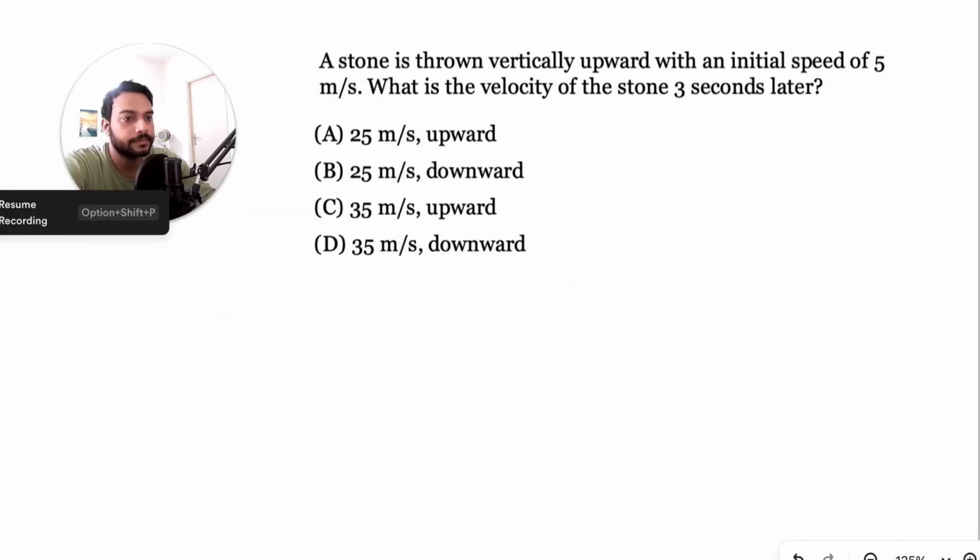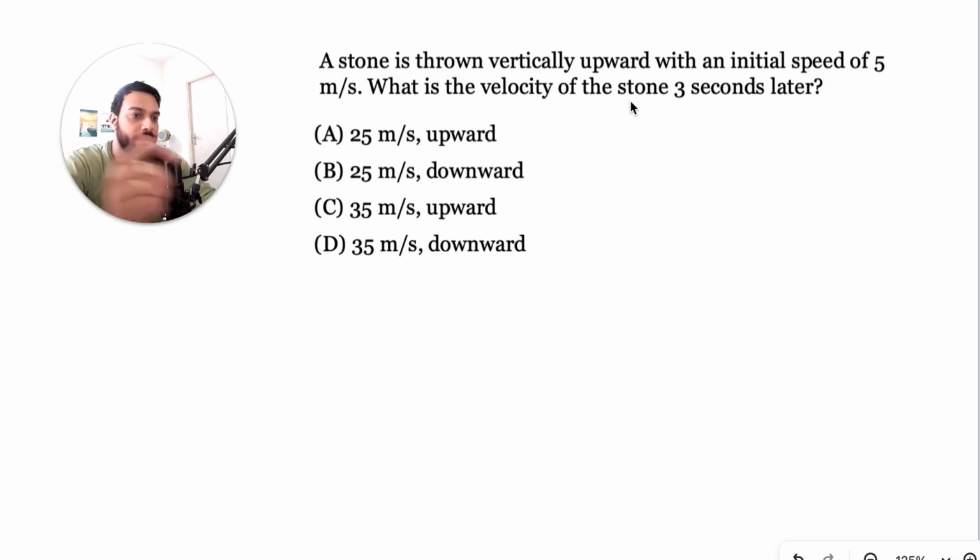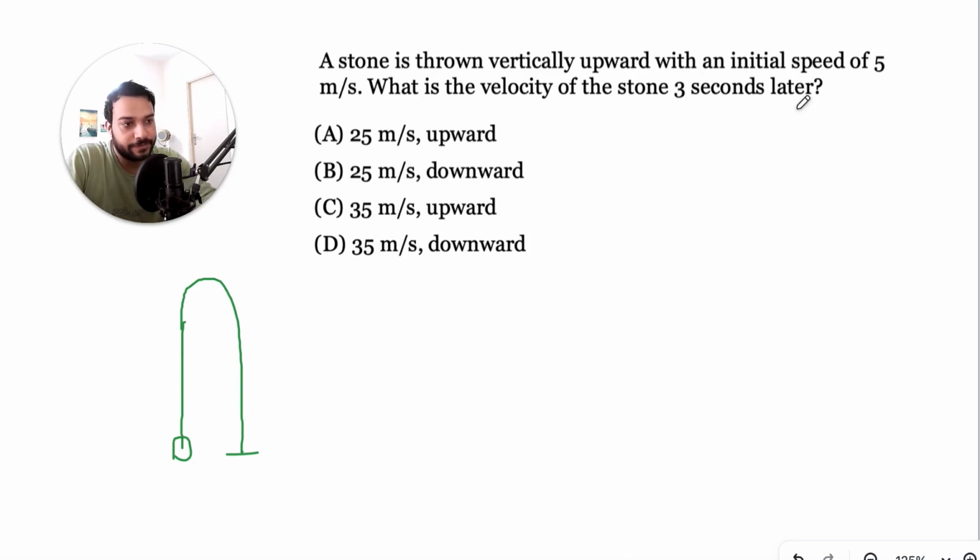Okay. A stone is thrown vertically upward with an initial speed of 5 meters per second. What is the velocity of the stone 3 seconds later? Okay, so there's a stone which is thrown from the bottom point with an initial speed of 5 meters per second, comes down like this. And they're asking the velocity of the stone after 3 seconds. Okay, so the question looks pretty straightforward.